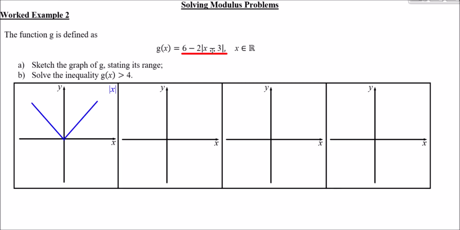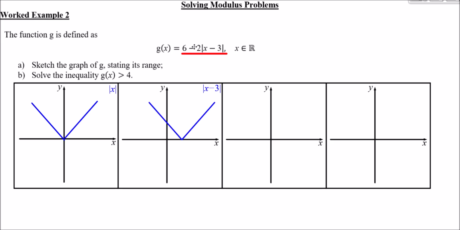Remembering the correct order of transformations, we then need to focus on this minus 3 on the inside. So what would the function mod x minus 3 be like? This minus 3 is inside the mod symbols, so it's going to work opposite to common sense. It looks like we're going to subtract 3 from the x values, but opposite to that common sense approach, we're actually going to add 3. So this V shape is going to move 3 units to the right, so we have something like this.